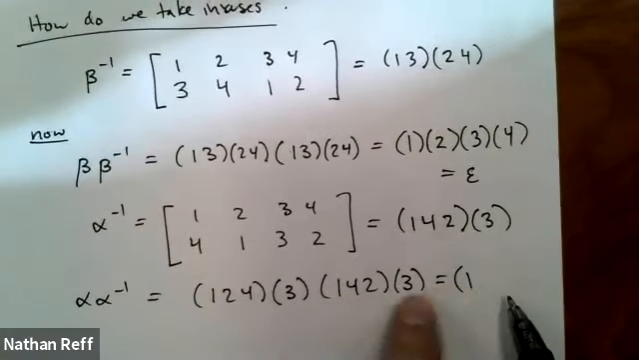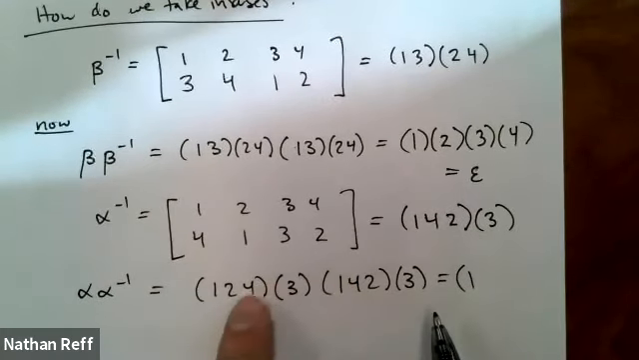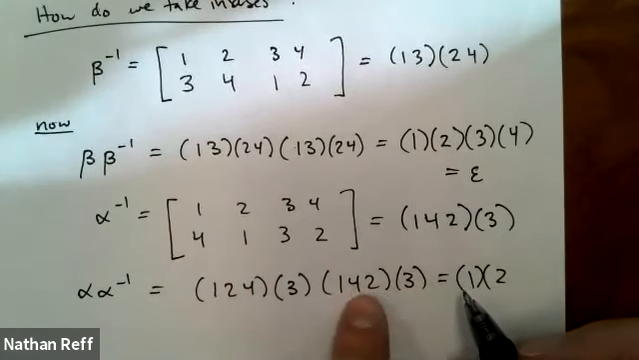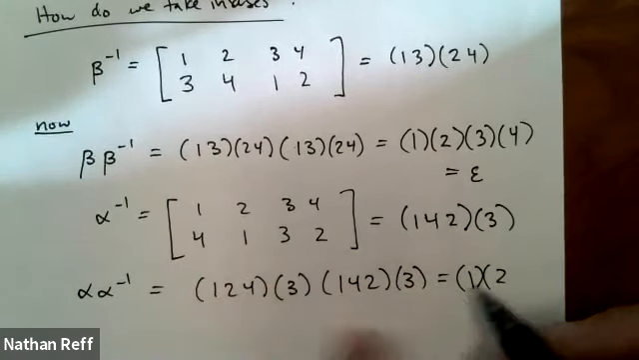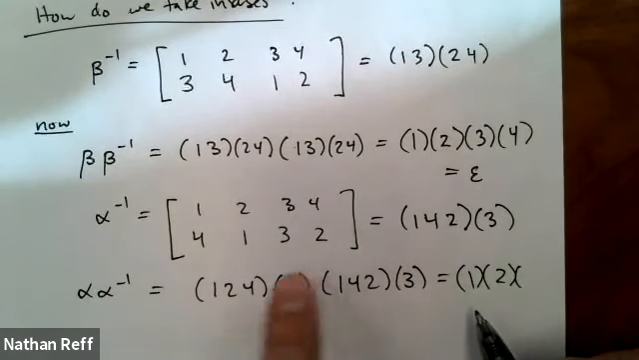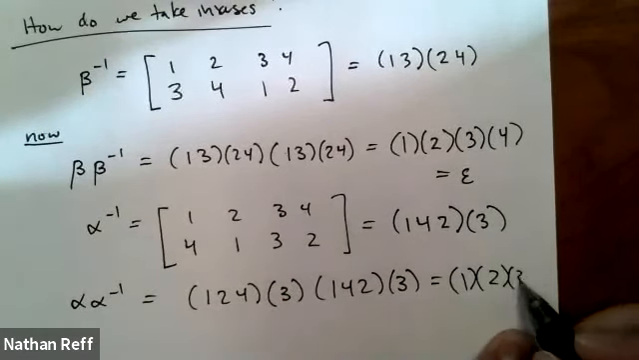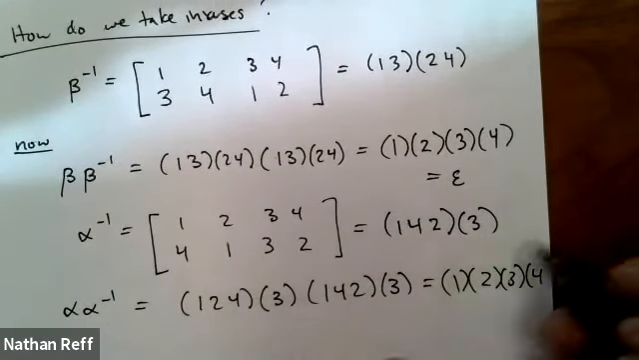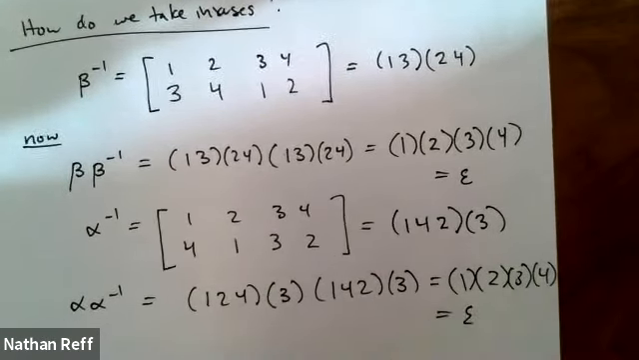Look, 1 gets mapped to 4, which gets mapped to 1. 2 gets mapped to 1, which gets mapped to 2. 3 gets mapped to 3, gets mapped to 3, gets mapped to 3, and so on. And then finally 4 goes to 2, 2 goes to 4. So this is also the identity.